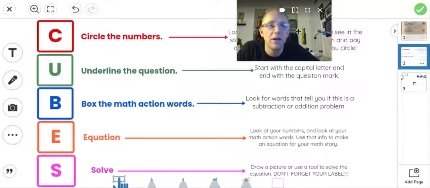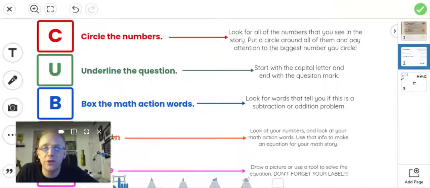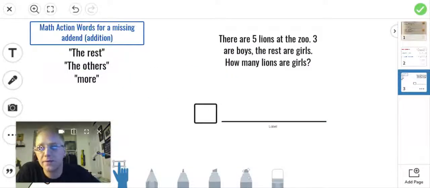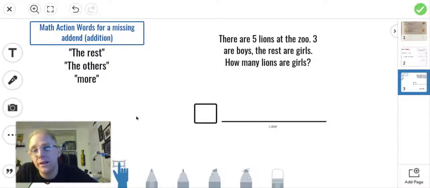All right, so let's put CUBES to use and practice it on this problem I have set up for us. For the math action words, I put them up here. For add-in situations, things that you're going to look for are the rest, the others, or more. These tell me that I'm working with an add-in situation and that I'm going to be working with addition.